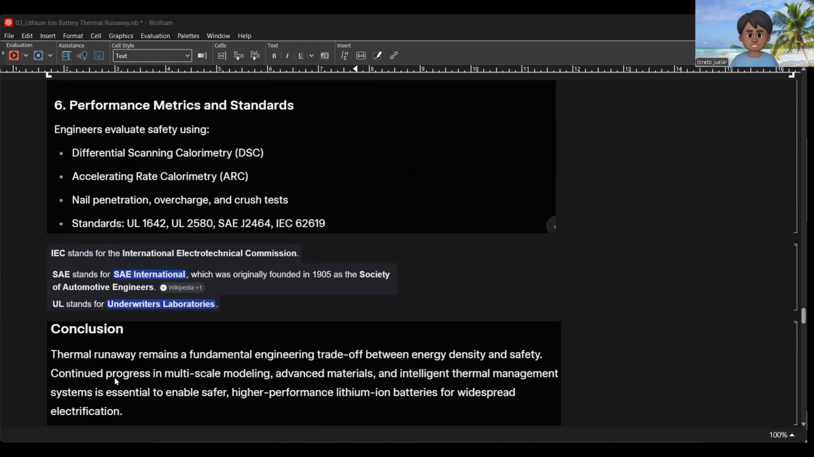So we have the conclusion here. Thermal runaway remains a fundamental engineering trade-off between density and safety. Continued progress in multiscale modeling, advanced materials, and intelligent thermal management systems is essential to enable safer, higher performance lithium-ion batteries for widespread electrification.